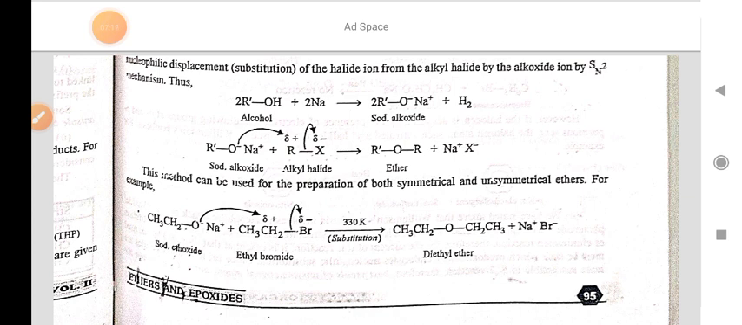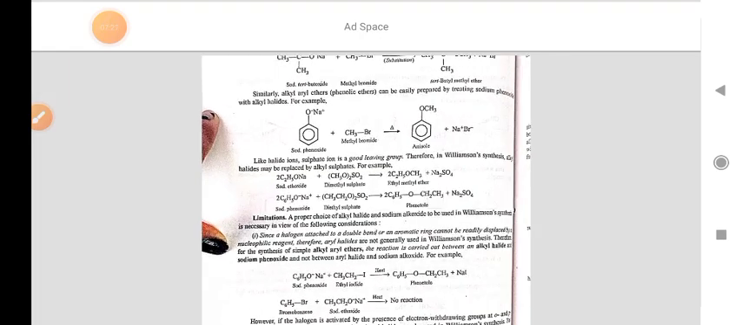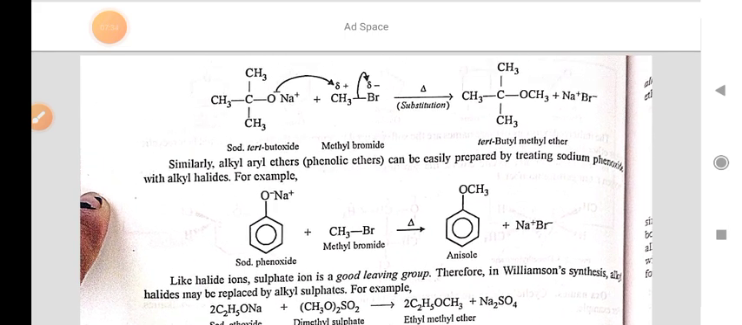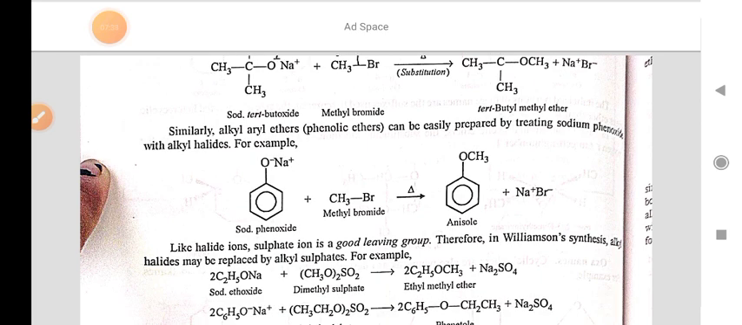For example, sodium ethoxide plus ethyl bromide gives diethyl ether at a temperature of 333 Kelvin. Sodium tertiary butoxide plus methyl bromide gives tertiary butyl methyl ether plus NaBr on heating. Similarly, alkyl aryl ethers can be easily prepared by treating sodium phenoxide with alkyl halides. For example, sodium phenoxide plus methyl bromide gives anisole plus sodium bromide on heating.